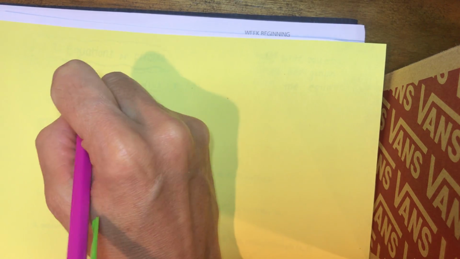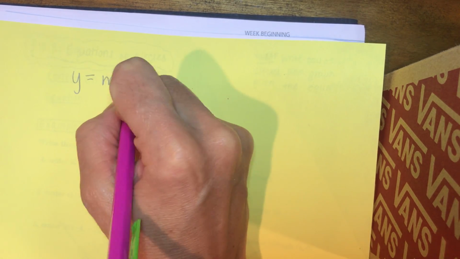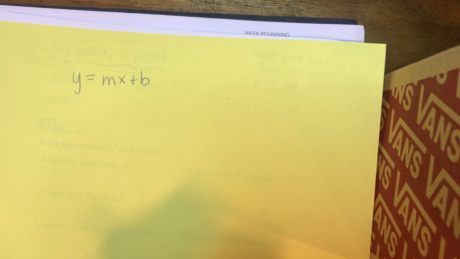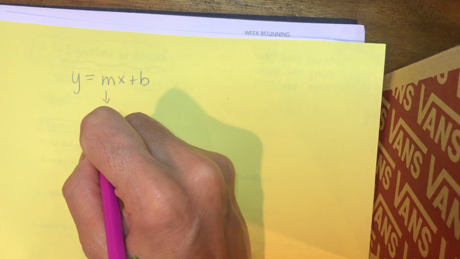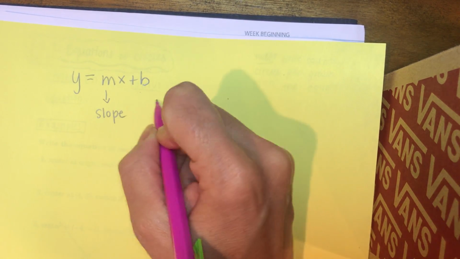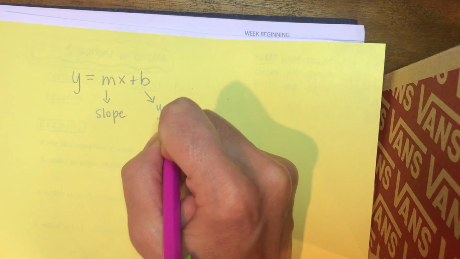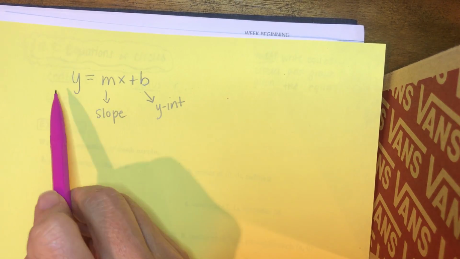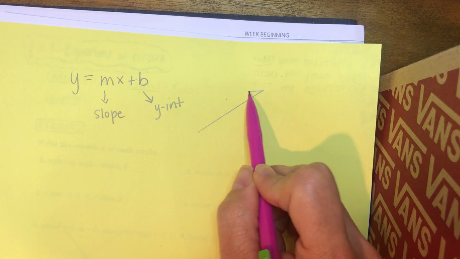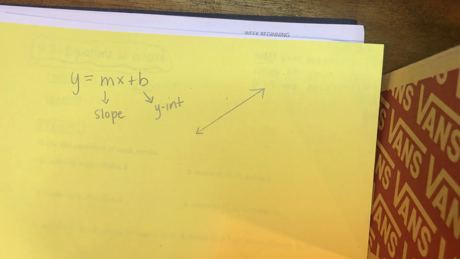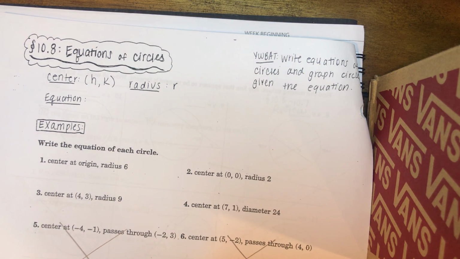We all know y equals mx plus b, where m is our slope and b is our y-intercept. So that's an equation of a line. There are also equations of circles.